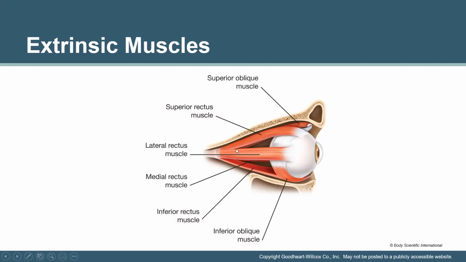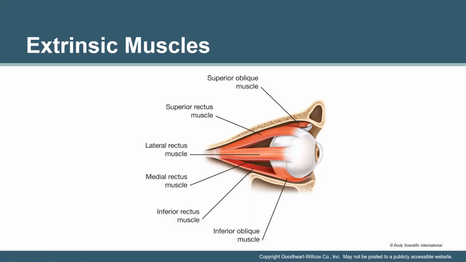So if we look at the superior rectus muscle, superior tells us it's on the superior aspect of the eye. If it contracts, it's going to pull the eyeball to have it look up, and just the reverse will be true with the inferior rectus muscle. Now, the lateral rectus muscle will deliver lateral motion so that you can look to the side, and then the medial rectus muscle will deliver the ability for you to look towards your nose.